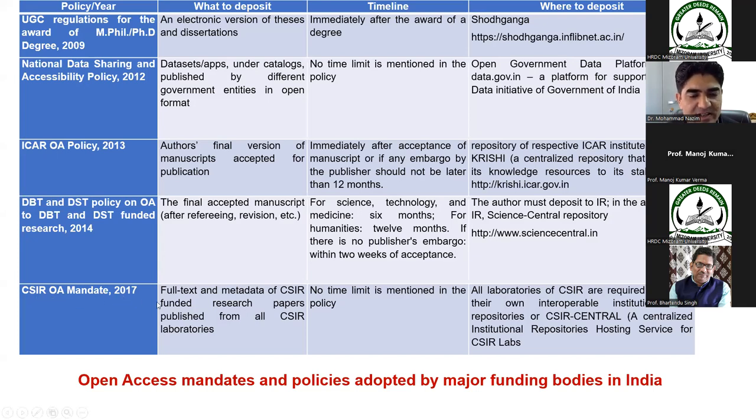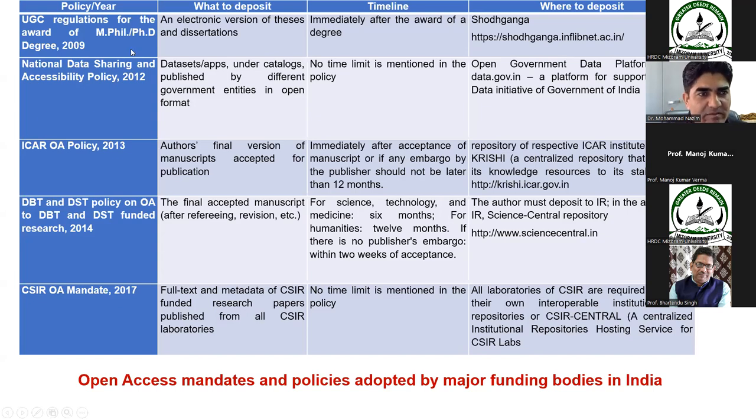Then CSIR OA mandates the full text and metadata of CSIR-funded research papers published from all CSIR laboratories. So we know that there are more than 40 laboratories which come under the purview of the Council of Scientific and Industrial Research. The outcome of every funded research needs to be made publicly available. No time limit is mentioned in the policy. All laboratories of CSIR are required to deposit in their own interoperable institutional repository, that is CSIR Central, a centralized institutional repository hosting service for CSIR labs. So they have developed their own centralized institutional repository for all the labs, and any research conducted or funded for any researcher in any of the laboratories, its outcome needs to be made available in the public domain.